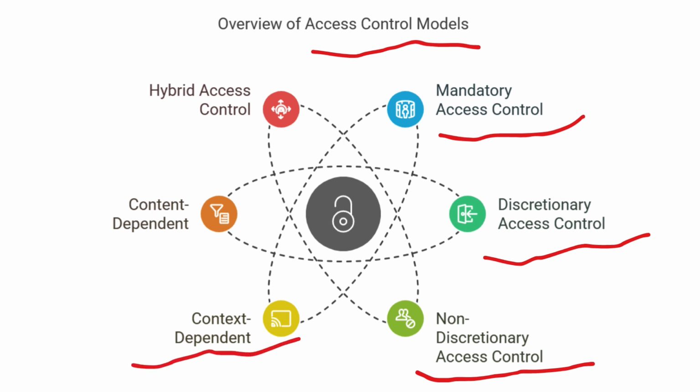We will now talk about the context-dependent and content-dependent access control. The context-dependent access control, this model grants access based on external conditions, such as time of day. Employees can only access data during work hours. Location: a login attempt from another country might trigger additional verification. And the device type: a company may block access to financial data from mobile phones.